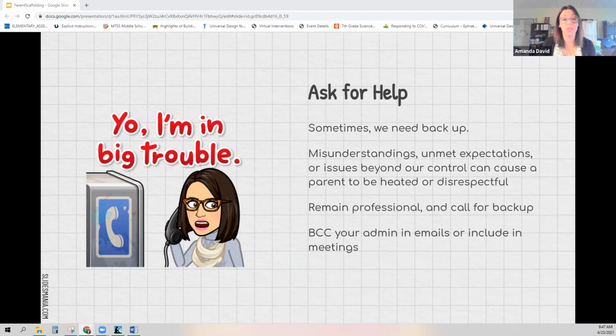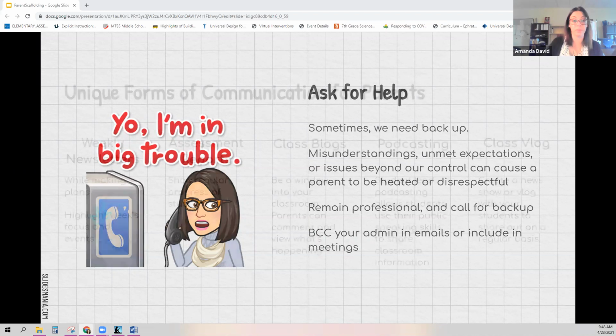Something else you can do is also carbon copy your emails and include them, or at least make them aware of meetings that you are going to be having with that parent. So if we are dealing with a parent who you've been struggling with throughout the year, or you feel as though you may be put in an uncomfortable situation, you are okay to ask for that backup and be sure that your administration knows when you are going to be meeting with them.